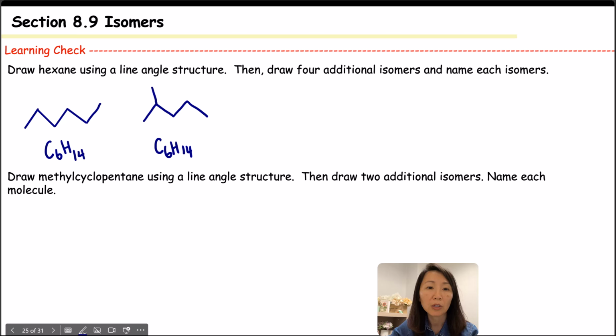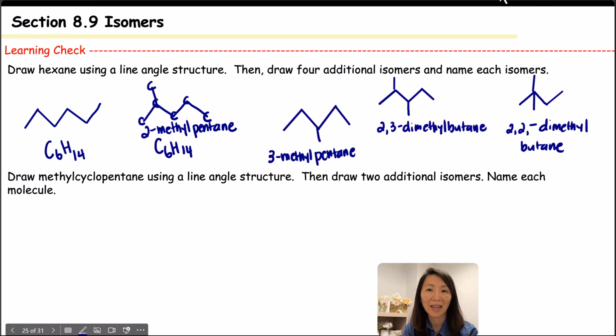So this would be 2-methylpentane. If you're a little unsure, you could write carbons in between right here to represent all of the carbons and find all 6 of them. Now try the rest of the 3 isomers and come back and check this video. And here are the rest of the isomers.